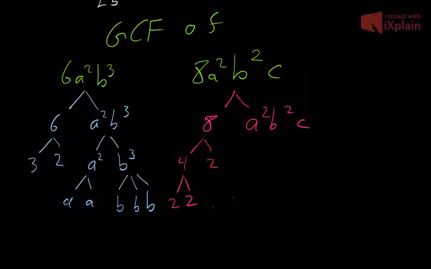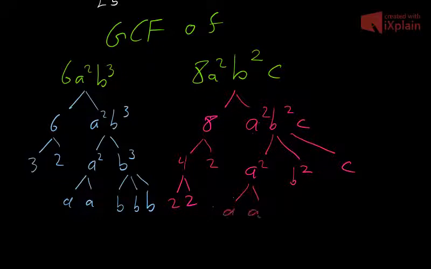A squared b squared c is going to split into 3 things. Got my a squared, my b squared, and my c. A squared is a times a, b squared is b times b, and c is just c, so it's just going to stay there. Now I need to find what these have in common.